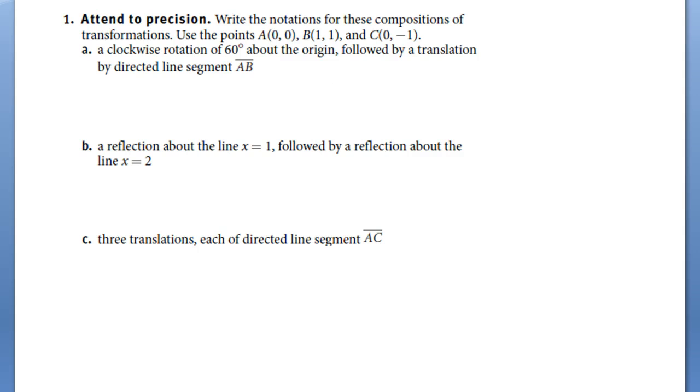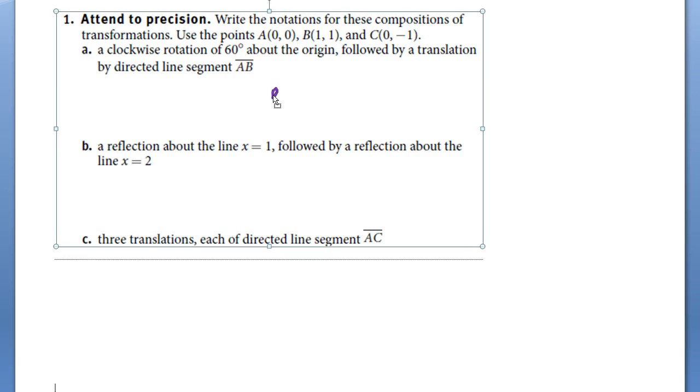Let's do some samples with this. Number 1, write the notations for these compositions of transformations. Use the points A at 0, 0, B at 1, 1, and C at 0, -1. Question A: a clockwise rotation of 60 degrees about the origin. The symbol for rotation is a capital R. As a subscript, we put its center. In this case, it's the origin.